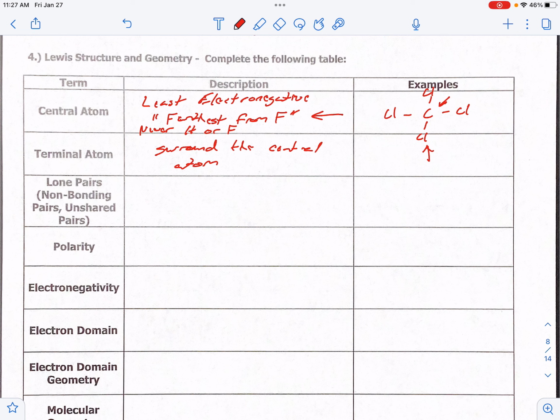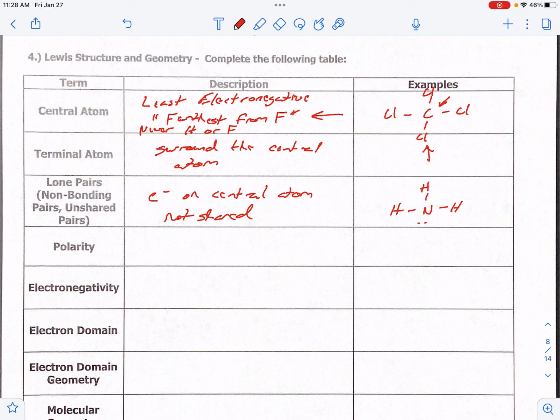Lone pairs. It says non-bonding pairs, unshared pairs. Basically, it's anything that's left over that's put back on the center. So they are electrons on the central atom, and they are not shared. Remember when we drew a Lewis structure, I'll use a different example, one that actually has leftover pairs. Let's go back to that NH3.